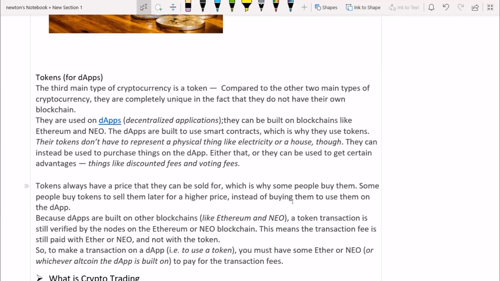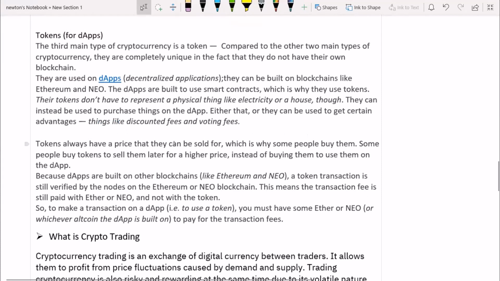Though they don't have their own blockchains, they operate on some of the altcoins' technology that we have. So these tokens can actually be bought and kept for a while, and at some point you can sell them, just like you bought shares from a company and then sell them and make money. Tokens always have a price they can be sold for, which is why people buy them. Some people buy tokens to sell them later for a higher price instead of buying them to use on the dApp. But dApps are where you can have access to these tokens.